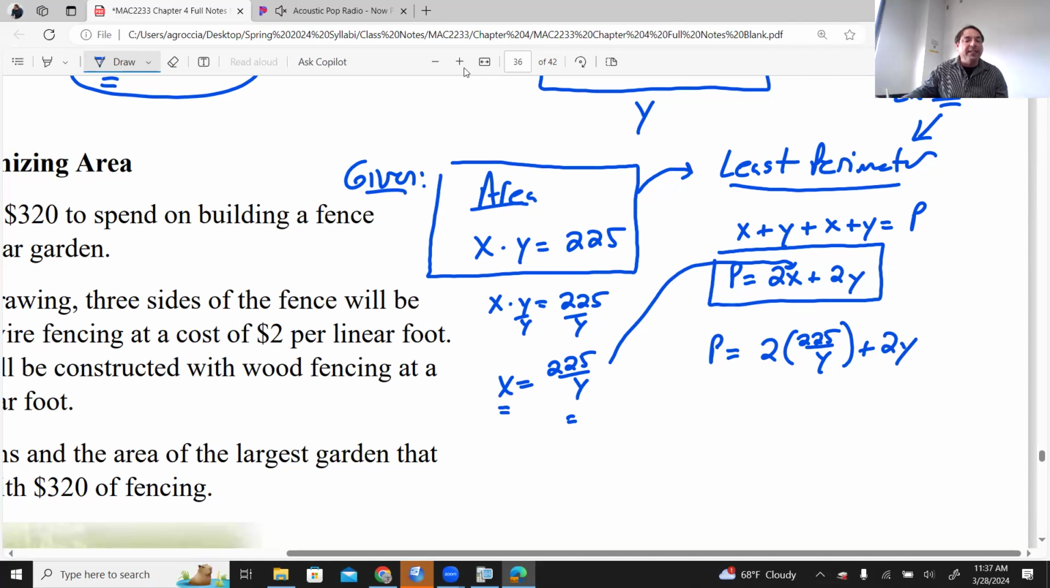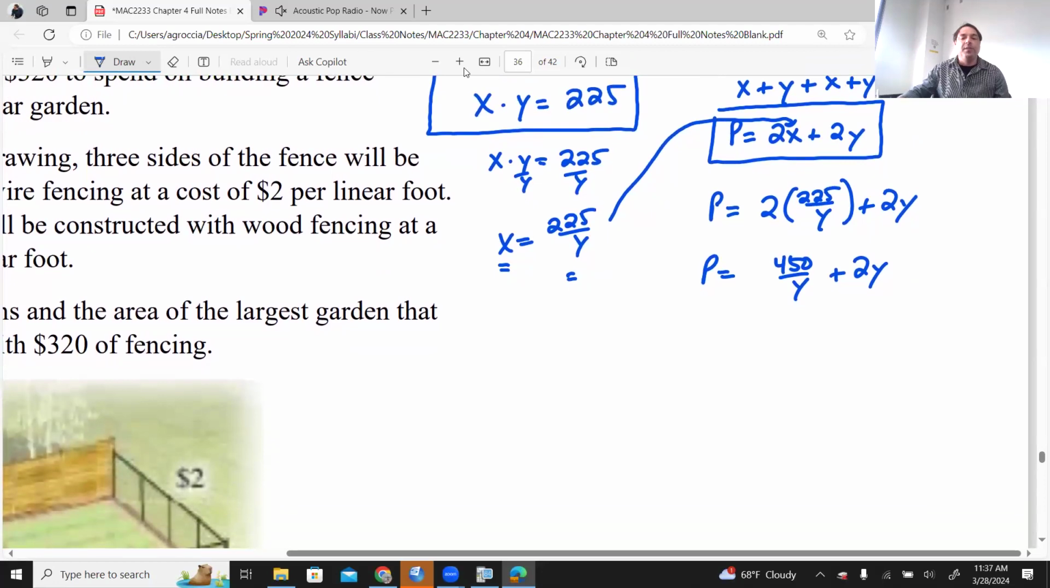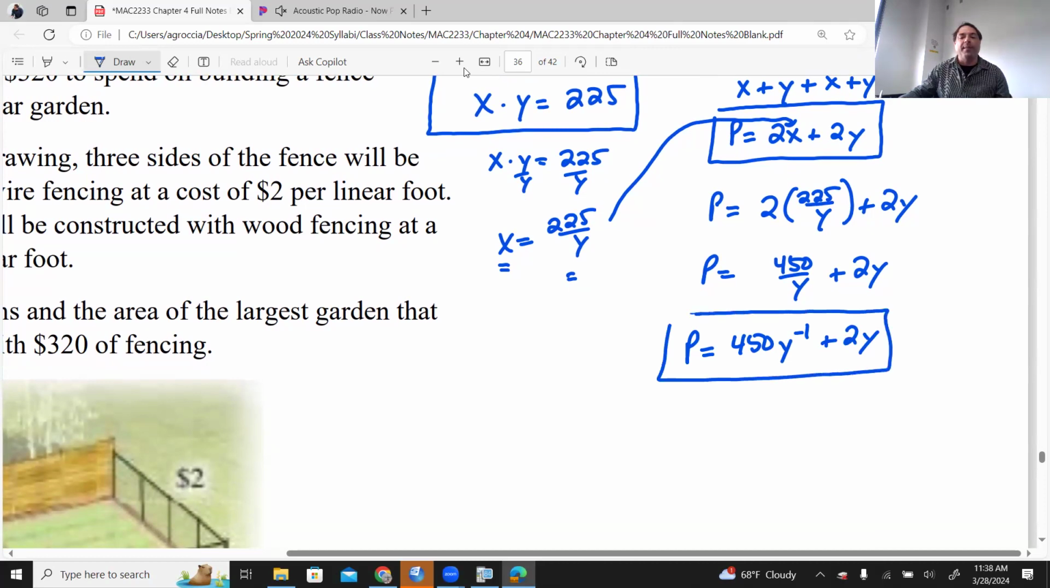So now if you take the given, plug it into the one I'm trying to minimize or maximize, now I don't have two variables. So 225 times 2 is 450 over Y plus 2Y. Now I'm not dealing with two variables. I'm only dealing with one variable. So that's the weirdness I was talking about for this problem. Now it's up to you. And I'll even give you a hint. So what we're trying to minimize is the perimeter. I'm going to go ahead and rewrite this as 450Y to the negative 1 plus 2Y. Now we have what we're trying to minimize.